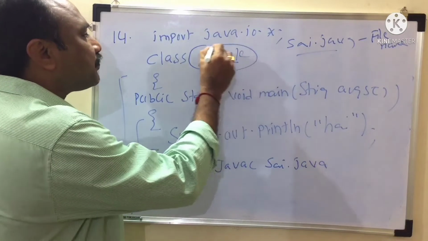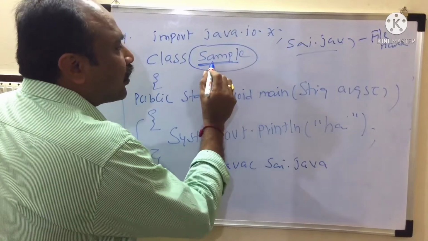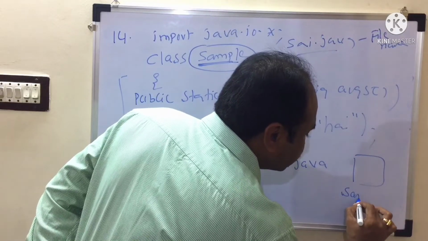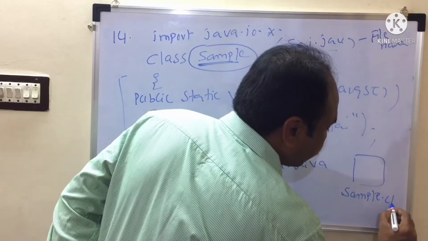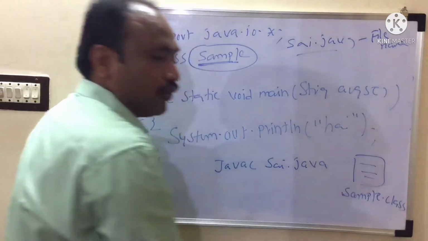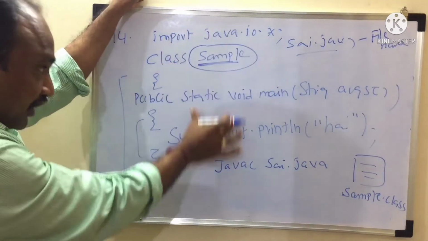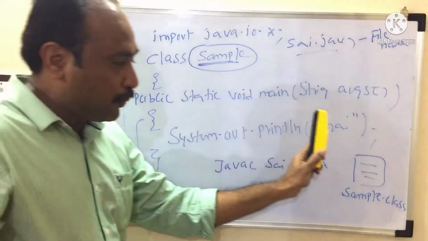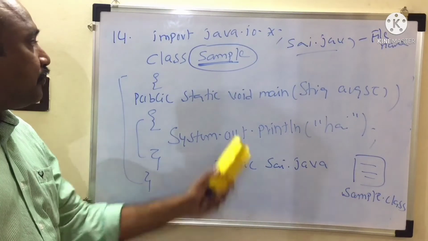What is the class name here? Sample. That byte code is stored under the class name. A file is created with the name sample. The extension of this file is .class. Here, the byte code of this program is stored. In sai.java, whatever source code we have written is there. When you compile the program, the source code is converted into byte code. That byte code is created with a file name.